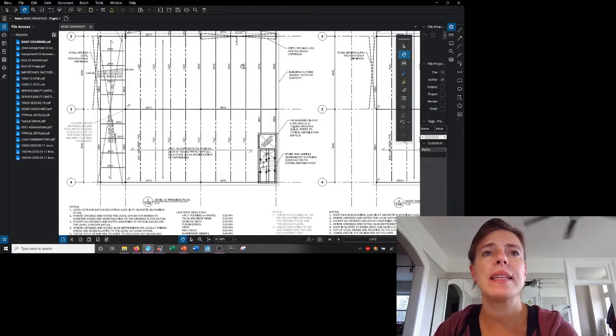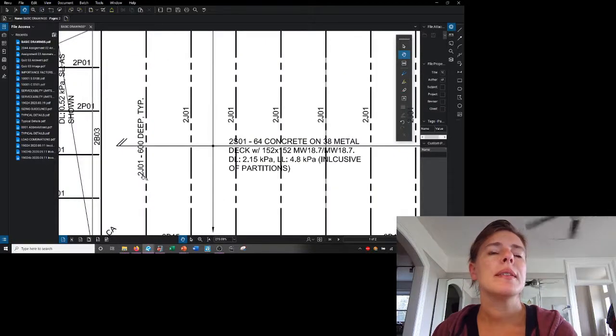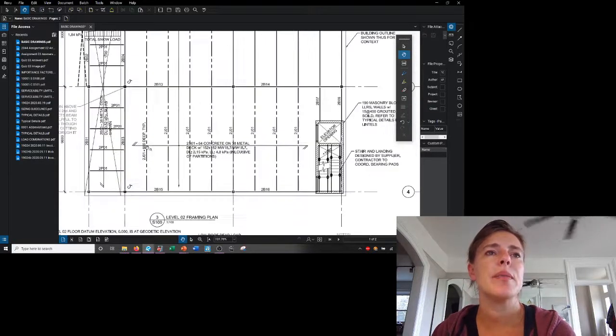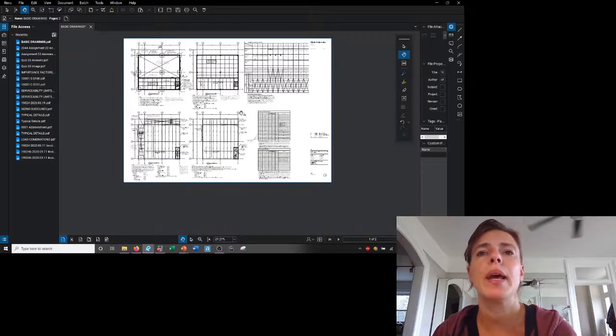So we've got things that say sizes. The only thing we know is this joist. It says that it's 600 deep. That's the only information we have.